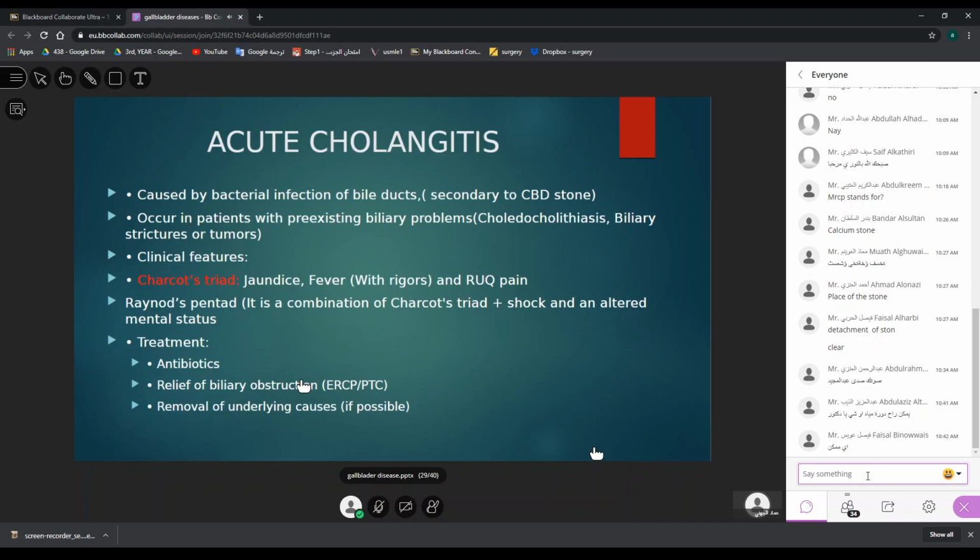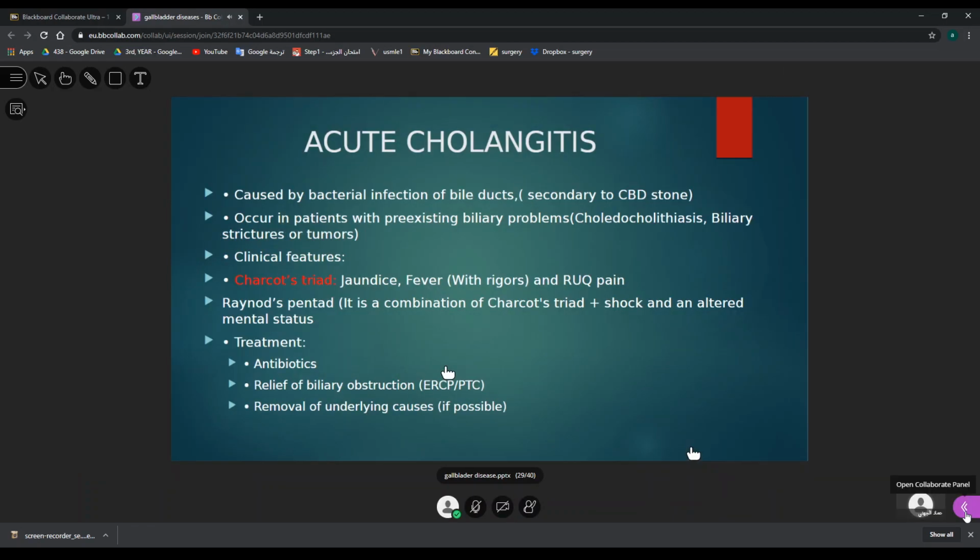So acute cholangitis occurs in patients with a pre-existing biliary problem like choledocholithiasis, biliary stricture or tumor. What is cholelithiasis? It is gallstone. What is choledocholithiasis? It is a stone in the CBD. Okay. Clinical features. The patient presents with Charcot's triad. This is the triad of presentation: jaundice, fever with rigors, and right upper quadrant pain.